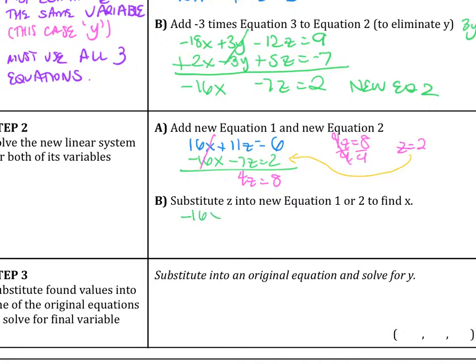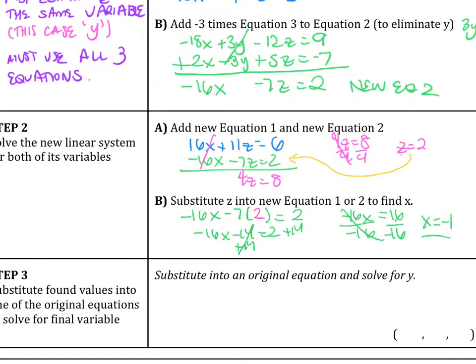So negative 16x minus 7 times 2 equals 2. Then I solve. So negative 16x minus 14 equals 2. Add 14 to both sides. Get negative 16x equals 16. Then divide by negative 16. Then I see that x equals negative 1.